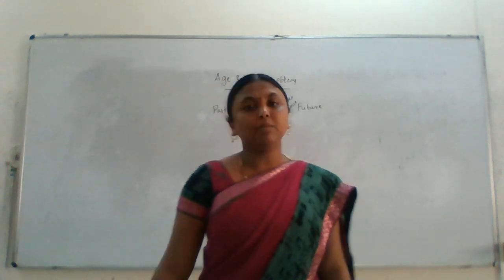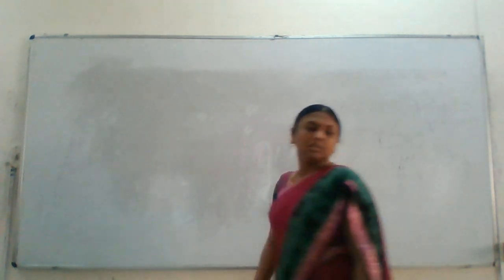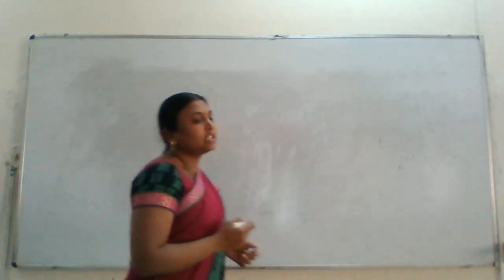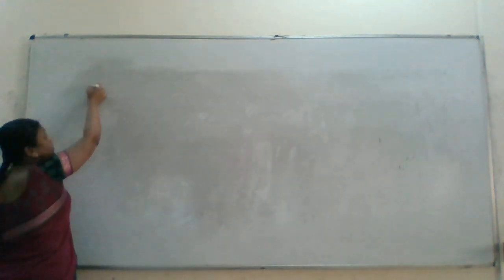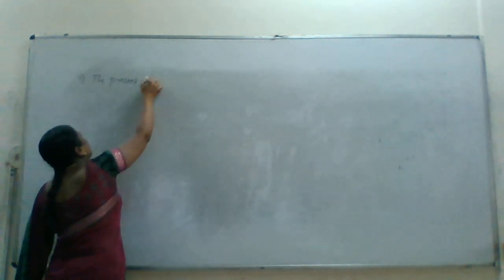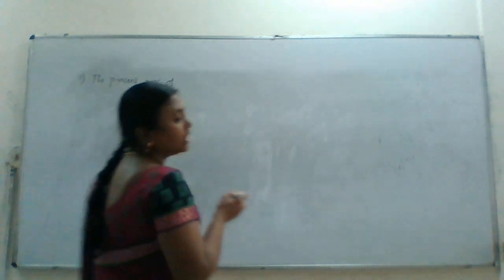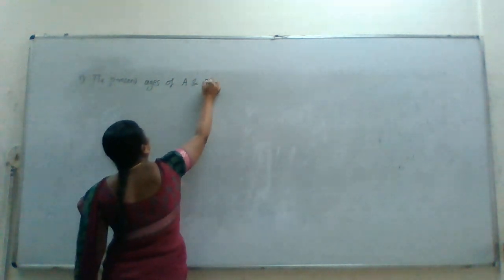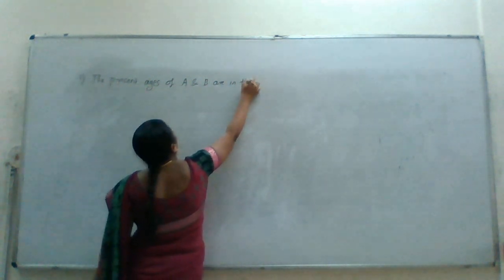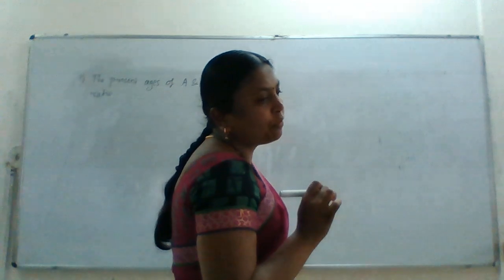Okay, so directly I take the problems. First one. First question: the present ages of A and B are in the ratio 4:5.